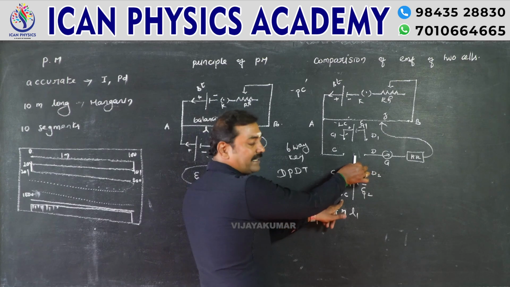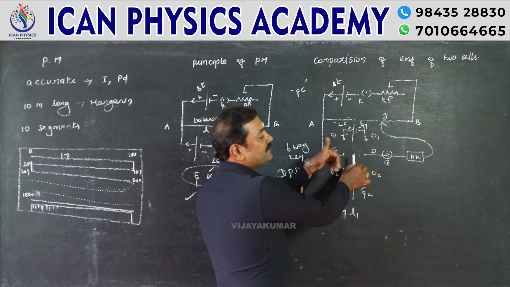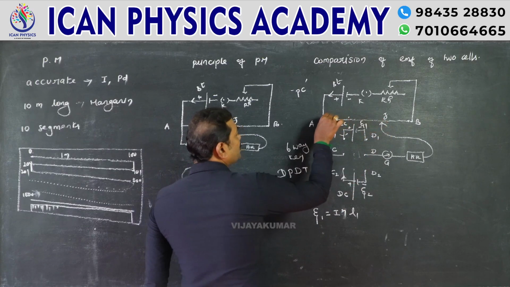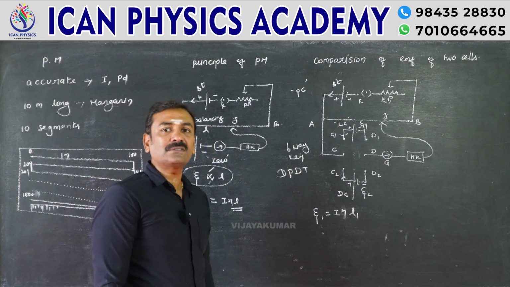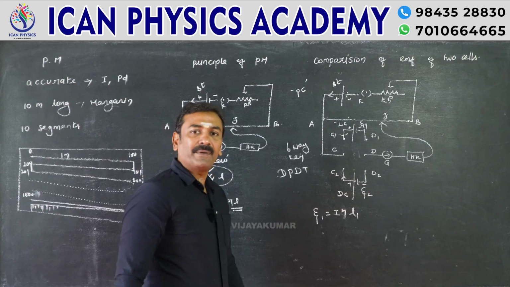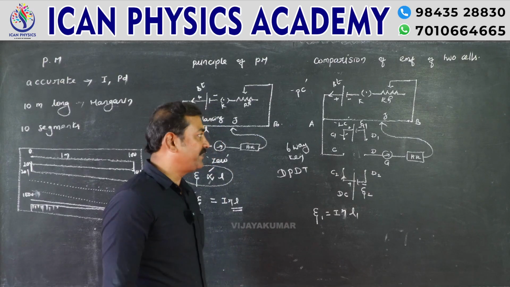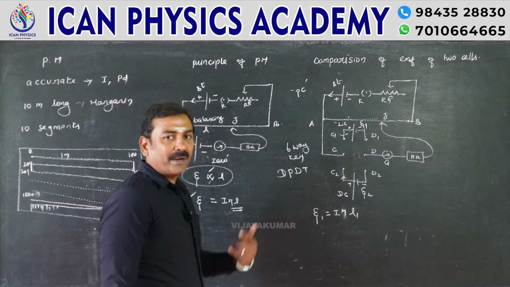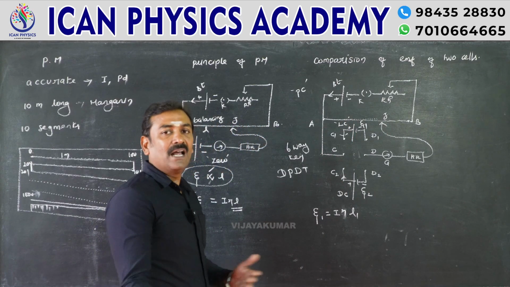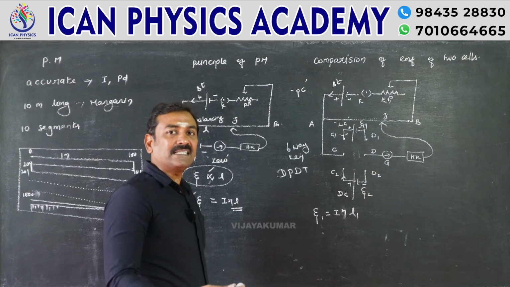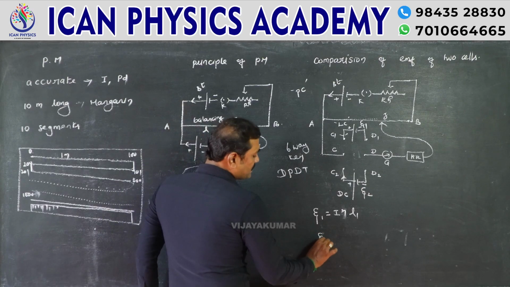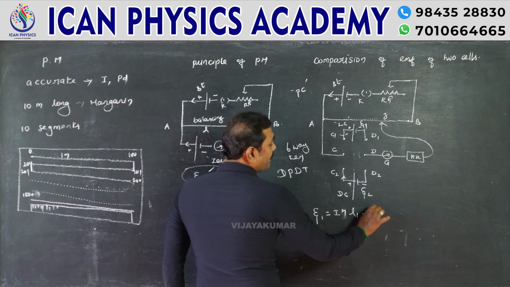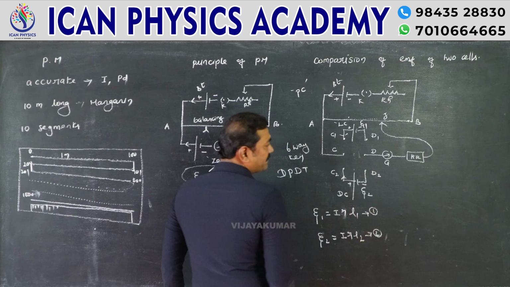Now the knob is turned towards the second cell. Now the Daniel cell is included and the Leclanche cell is excluded. Now the jockey is touched nearby A. The galvanometer shows left side deflection. When it touches nearby B, it shows the opposite deflection. When it is moving over the 10 meter long manganese wire at one particular point, it shows zero deflection and the balancing length is measured as L2. Then psi 2 equal to IRL2.